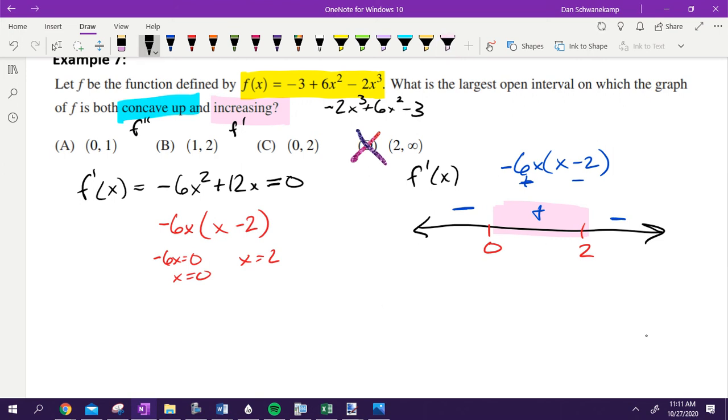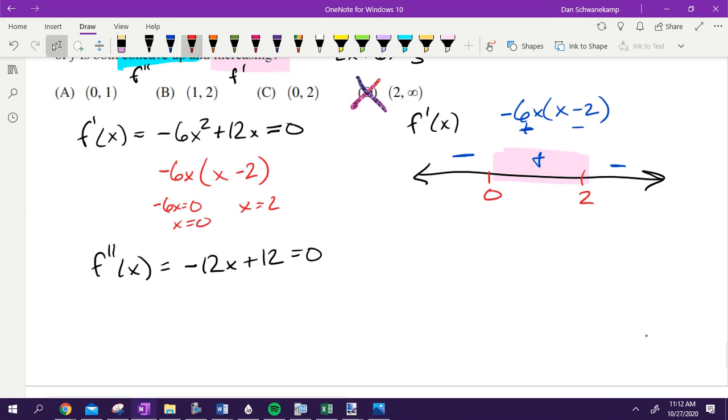Now we got to do concave up, so I'm going to go a little bit quicker here. Let's do f double prime. Alana, what's my second derivative going to be here? Negative 12x. Good. Plus 12. There's my derivative. Take that thing, set it equal to 0. Everything else is the same. Subtract 12. Divide by negative 12. X is 1.